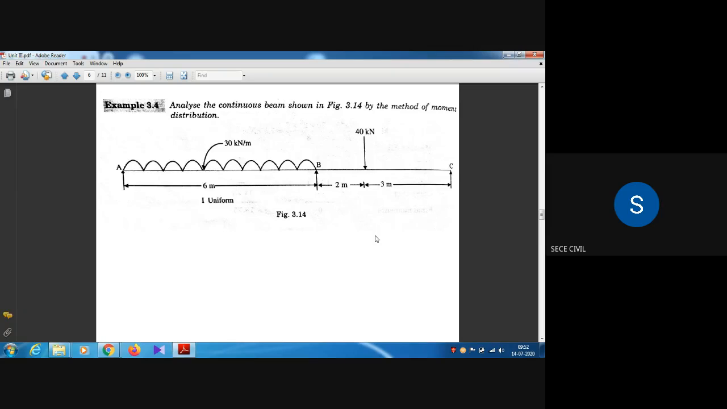Mohana Priya, what is the first step in slope deflection method? Sir, find fixed end moment. Calculation of fixed end moment. Similarly, in the moment distribution method also, the first step is calculation of fixed end moment. It is easy if you study both the methods by comparing. It will be easy for you guys.